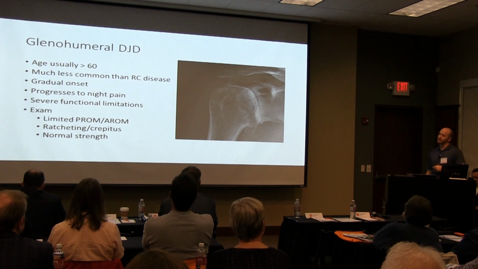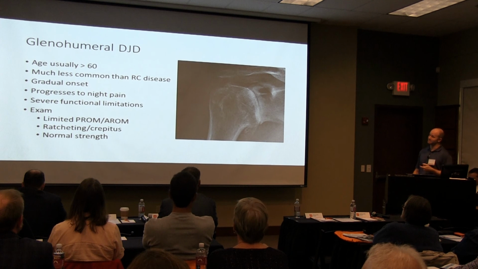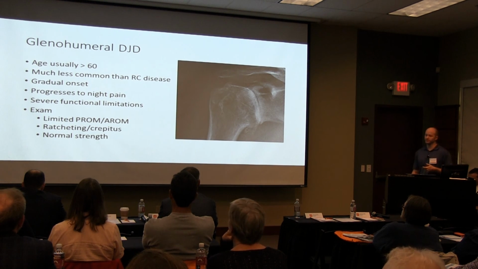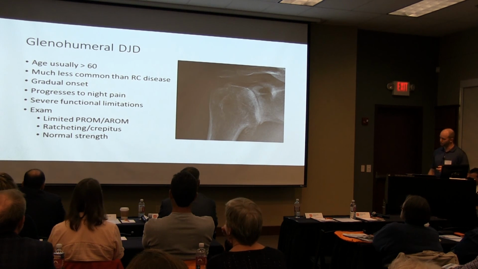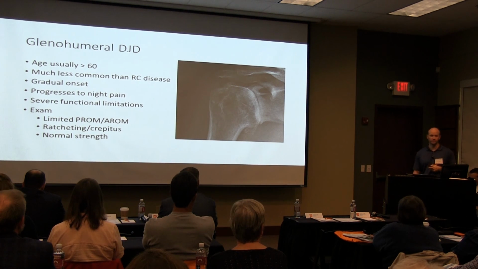Next is glenohumeral arthritis. This is something you're going to hear about more later too, so we'll keep this brief, but this is a lot less common than rotator cuff disease. Gradual onset, can be very limiting functionally. You'll hear ratcheting, grinding of the shoulder when it moves. And again, if you have somebody who's lost passive and active range of motion, it's either going to be this or a frozen shoulder.